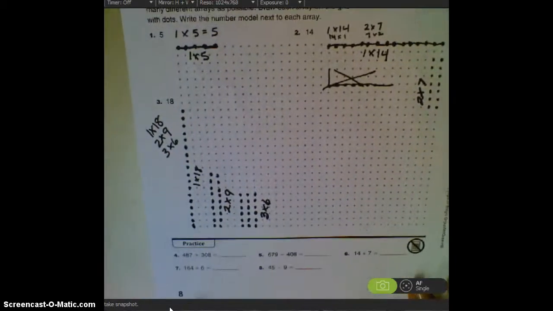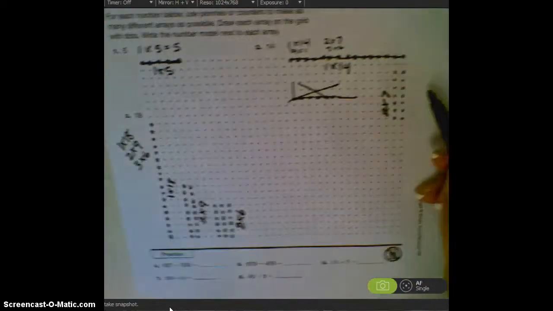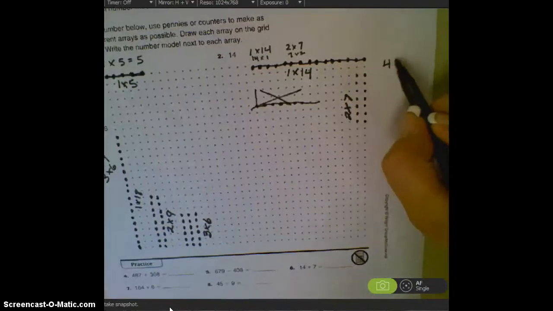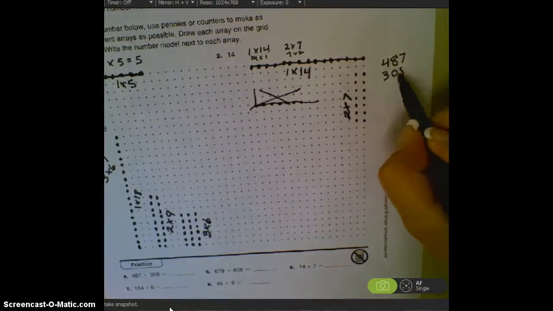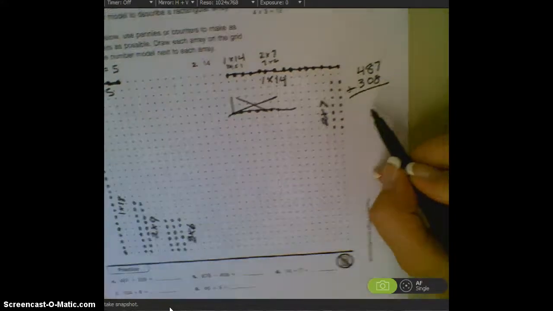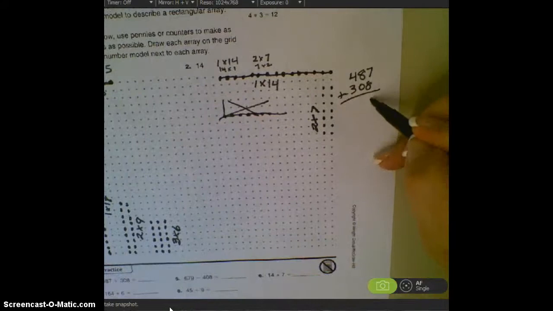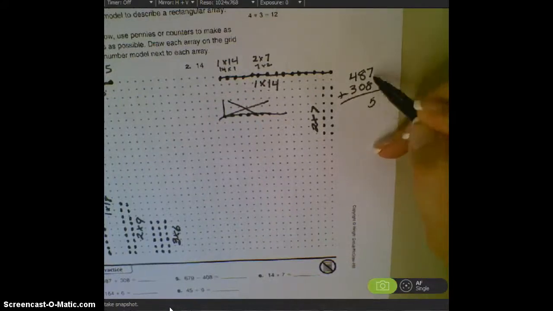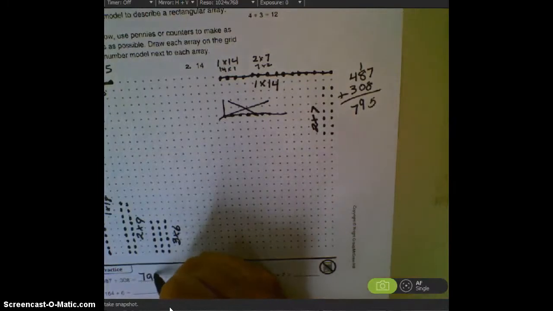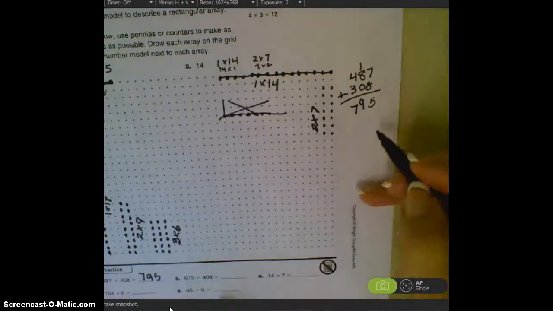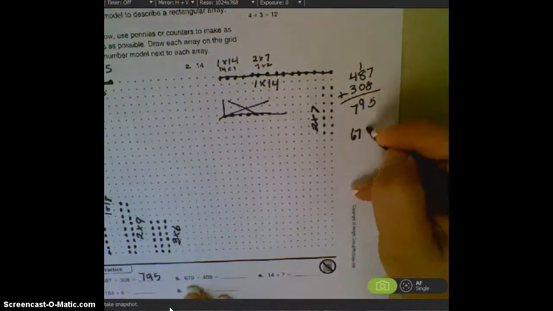Alright, and now we're down at the bottom here, adding them up. And you can use any part of your paper if you want to stack it up. I know I do much better if they're stacked one underneath the other. Just rewrite it. 7 plus 8 is 15. Add them up and you get 795 on that one.